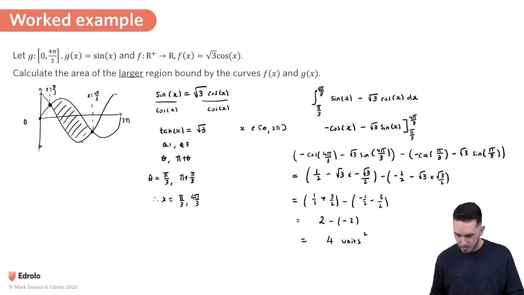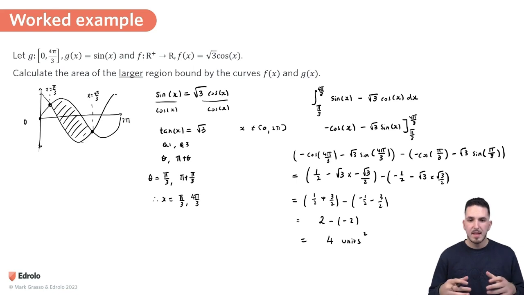units squared. So the first thing here we wanted to do is equate our two functions, find the point of intersection. We found that to be pi on 3 and 4 pi on 3, and then use that to evaluate the definite integral, identify which one was on top. So in this case, sine of x was on top, f of x was on the bottom, root 3 cos x, and therefore then evaluate your definite integral.